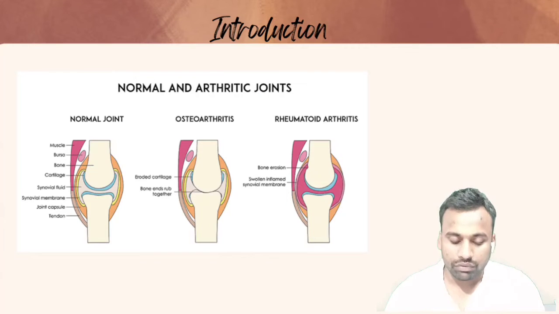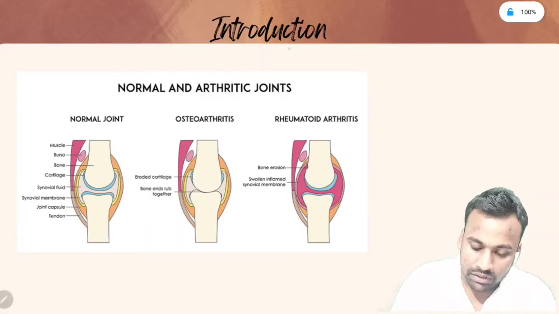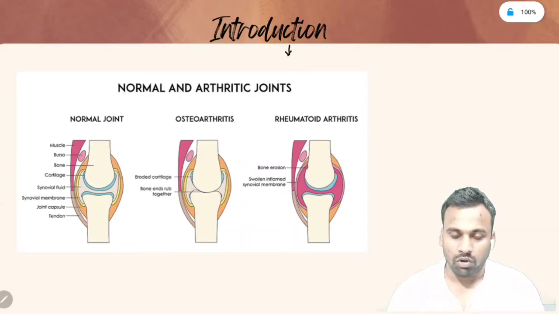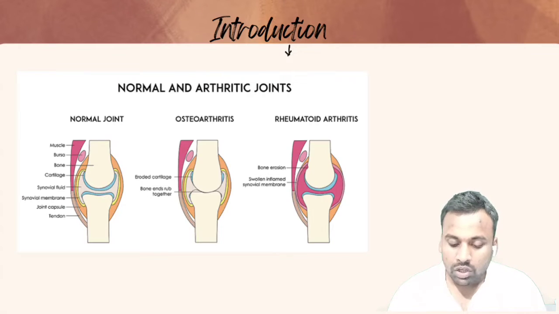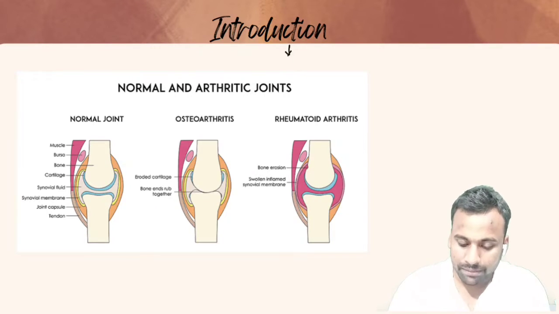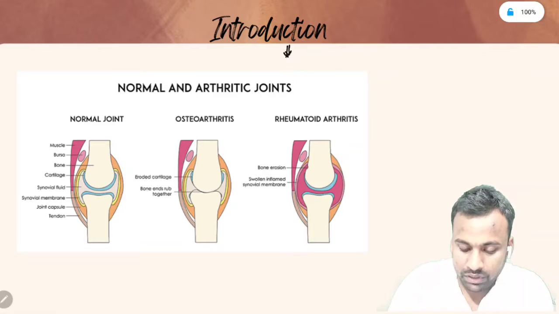First, we start from the introduction. What is rheumatoid arthritis? Rheumatoid arthritis is a chronic disease which is mainly symmetrical. It can involve bilateral small joints, mainly the PIP or MCP joints, the proximal interphalangeal joints or the metacarpophalangeal joints. Normally it involves small joints.